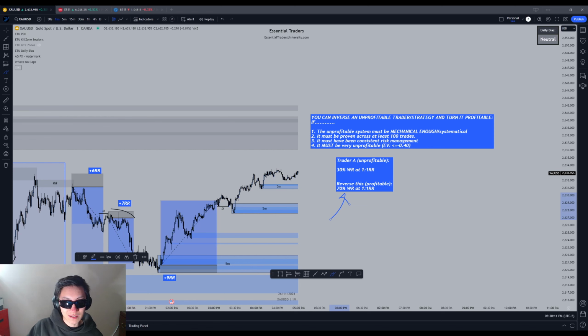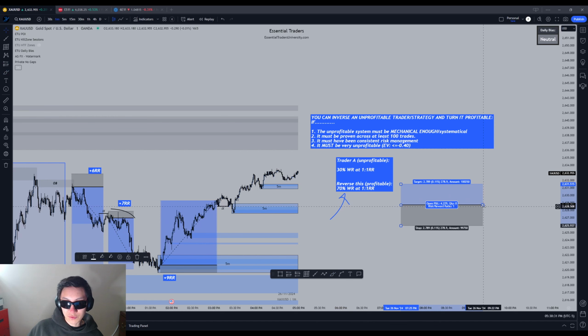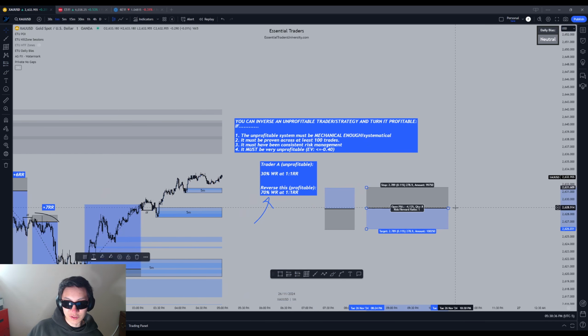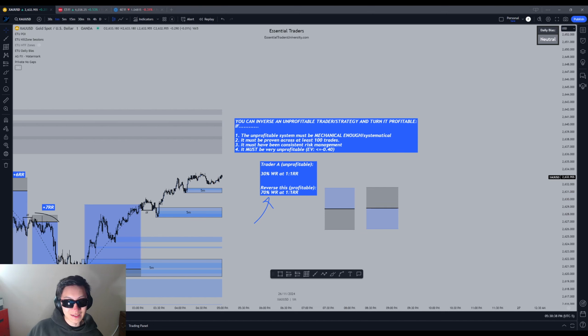If you really find someone that sucks at trading, that has something very mechanical, proven over 100 trades with consistent risk management, and their system literally just has a 30% win rate at 1-to-1, reverse it and you get a 70% win rate at 1-to-1. Seriously, when they hit their stop loss. I don't understand how people think this is not how it works when it is how it works, especially if you consider spreads and commissions. People bring that up all the time. In this case, it doesn't matter.